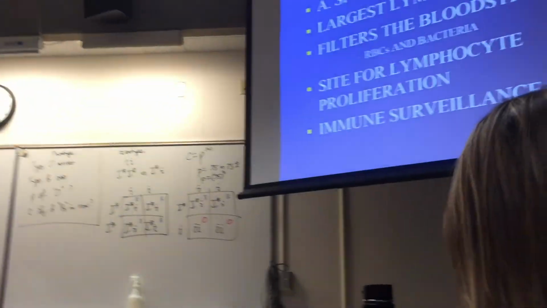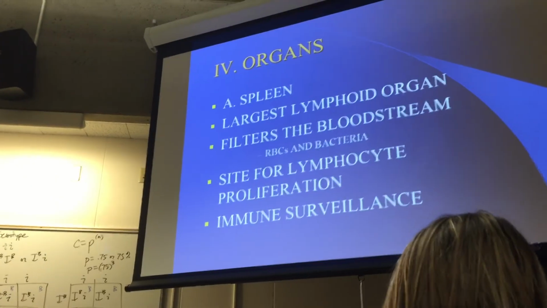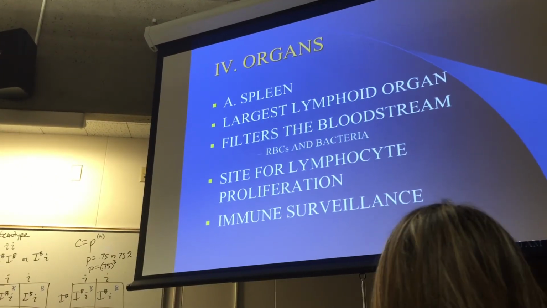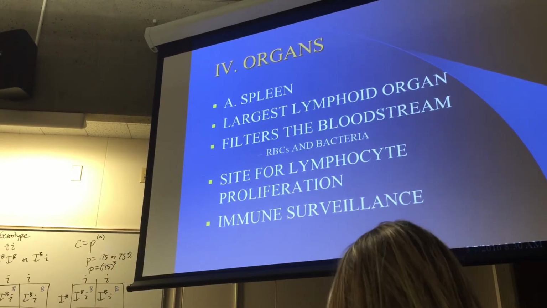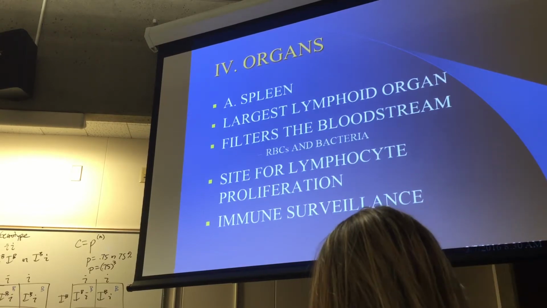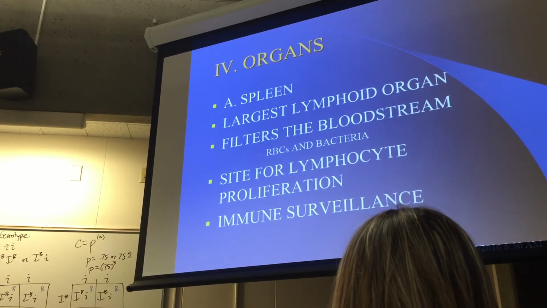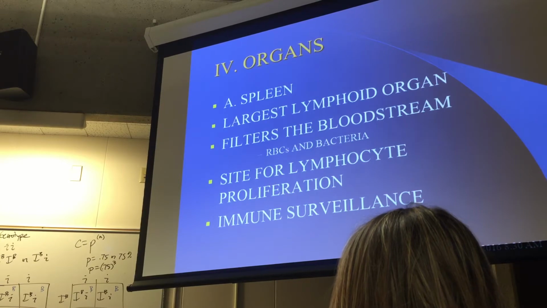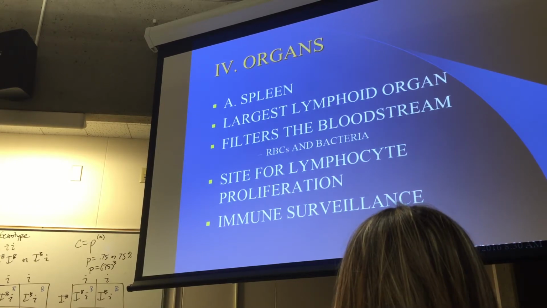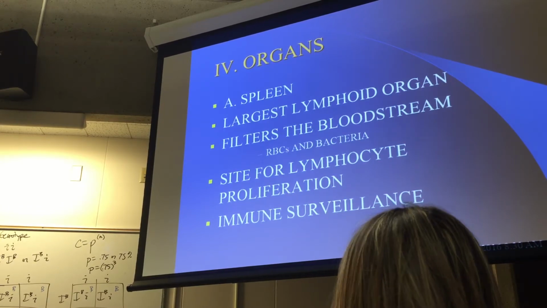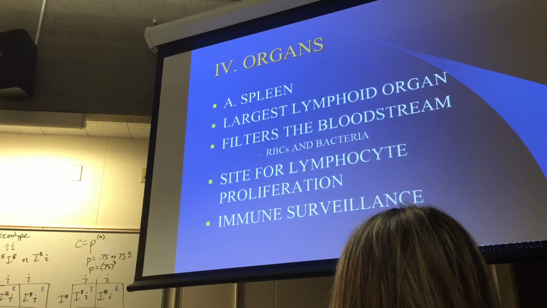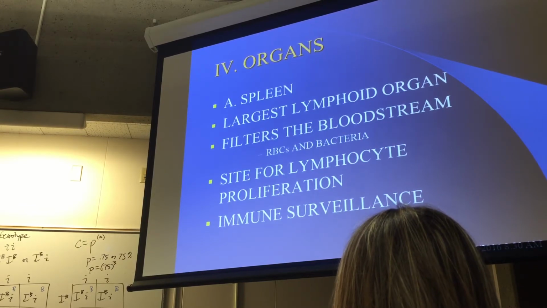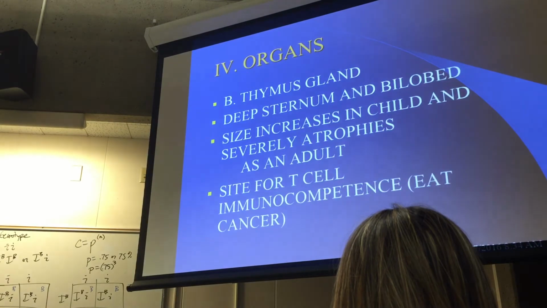Spleen: the largest lymphoid organ, it filters the bloodstream, red blood cells and bacteria especially. It's a site for lymphocyte proliferation, and it does immune surveillance, which means we're looking at the blood as it goes through there, making sure there are no abnormalities. If the spleen goes down, what organ takes over if you damage and have to have your spleen removed? Liver. Liver, good.